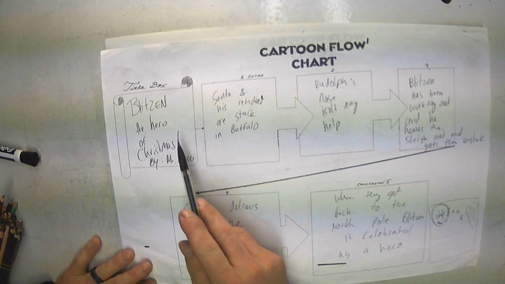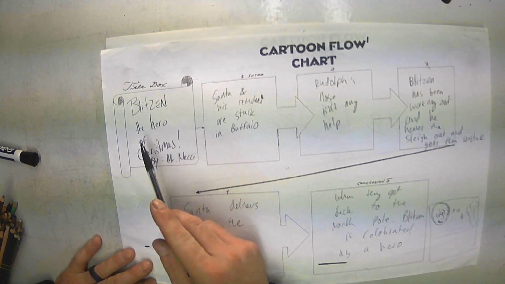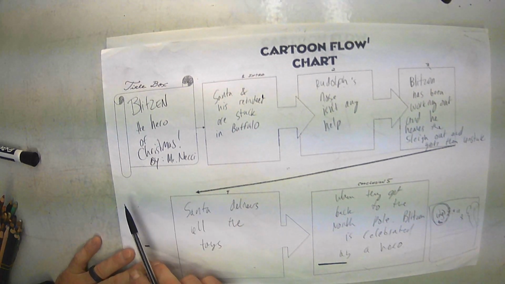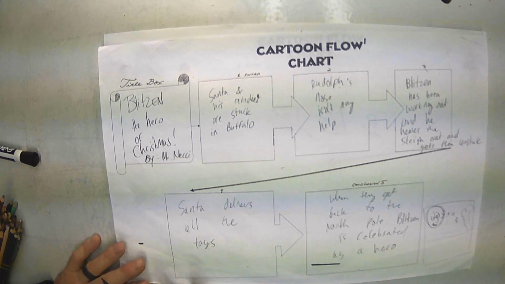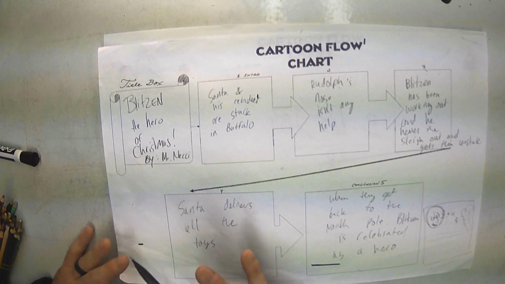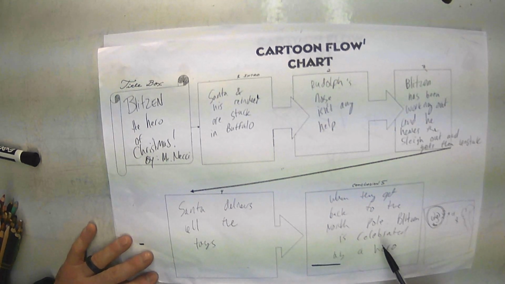Try to keep it simple. So this one is called Blitzen, the Hero of Christmas, and it says by Mr. Nietzsche. And what I do is I just put what happens first, second, third. You know, there should be a climax of a problem, like what is the issue, and then how does it get resolved in the end.